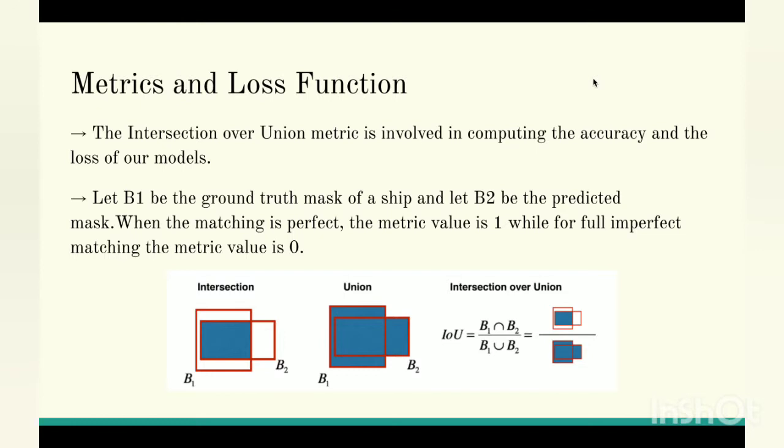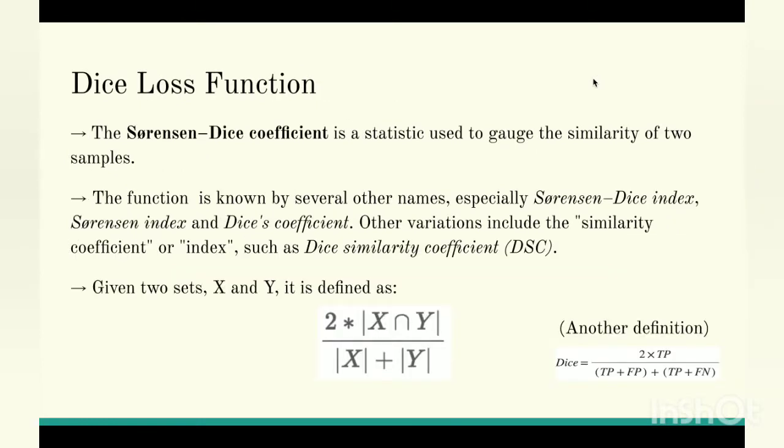Metrics and loss functions. We use intersection over union in our loss function, involved in computing the accuracy of our models. As you can see below, there's a graph showing how it's calculated. And there's also a dice loss function, which is similar to the IoU and is considered a variant of IoU.